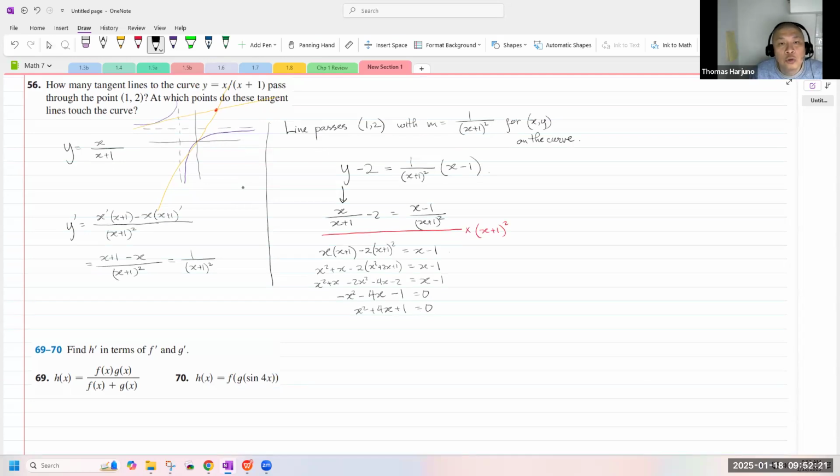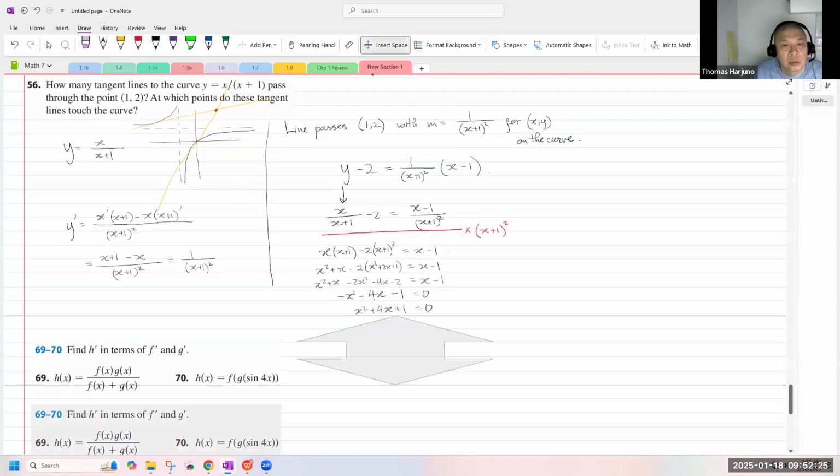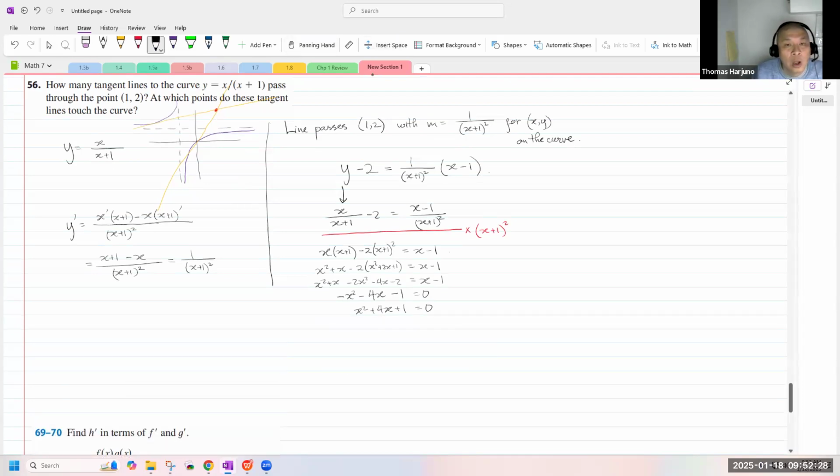Now, you can use the quadratic formula, but I think I will use completing the square here. Because the x squared has coefficient 1 and the coefficient of x is even, it's easier to complete the square if it is not factorable. I will add 4 to both sides. At this point, I hope you already know why I add 4 to complete the square. So x plus 2 squared equals 3. So x equals negative 2 plus or minus square root of 3. That's the x.